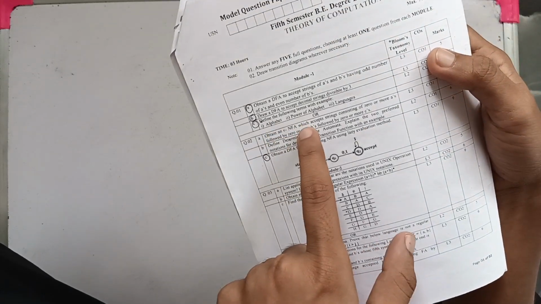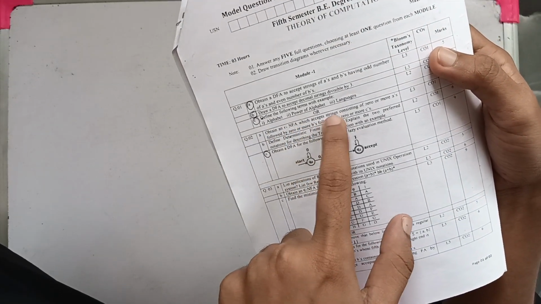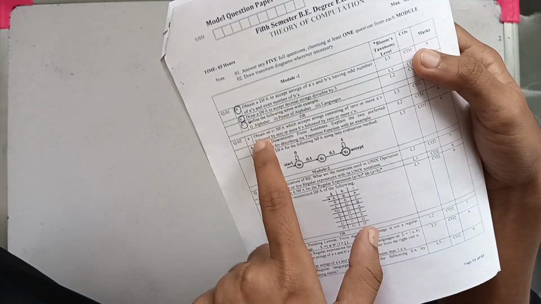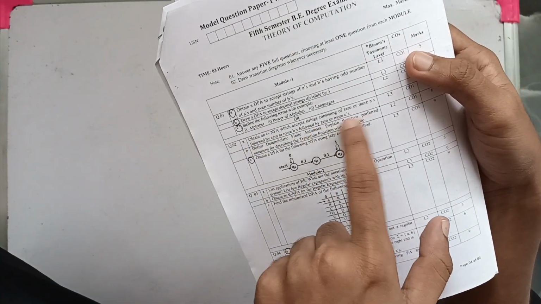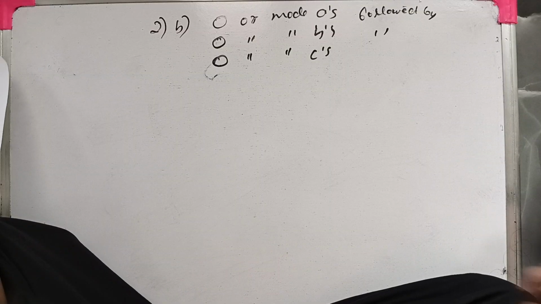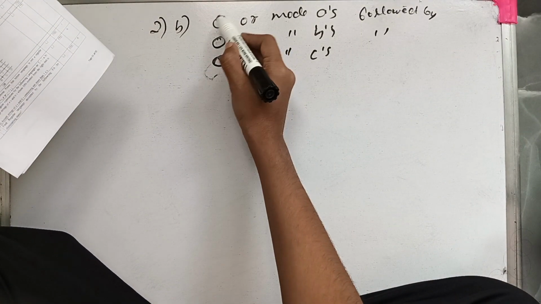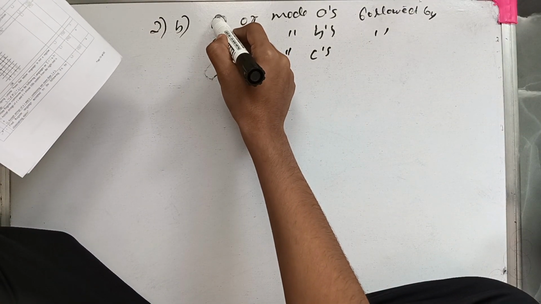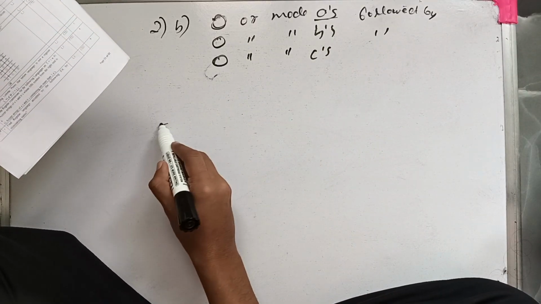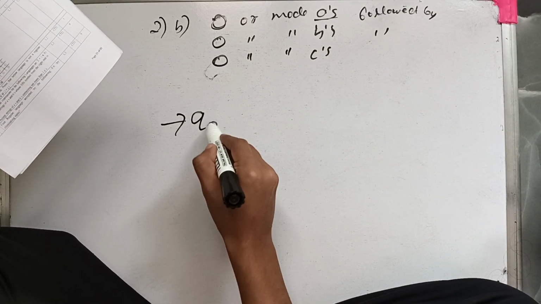Let me solve this. 2A, that is, obtain an Epsilon NFA to accept strings consisting of zero or more A's followed by zero or more B's followed by zero or more C's. Okay. While writing an Epsilon NFA, we can't make the initial state epsilon. So I start from here, for the A's. So this is the Q0 state.